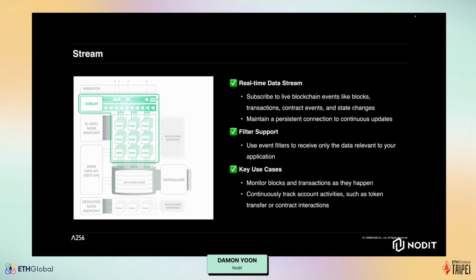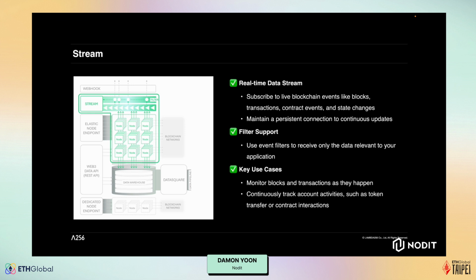Not every event is relevant to your application. With the event filters, you can specify exactly which blockchain data you want to receive. This keeps your DApp efficient and responsive, so you are only processing relevant updates. Nodit Stream is ideal for real-time applications. So you can use it to monitor blocks and transactions as they happen, so your DApp is always up to date. Continuously track account activities such as token transfers or contract interactions.